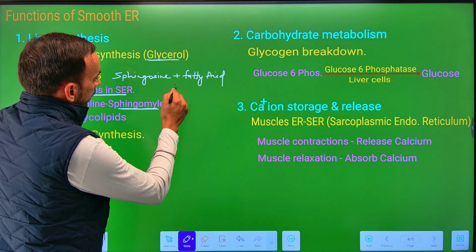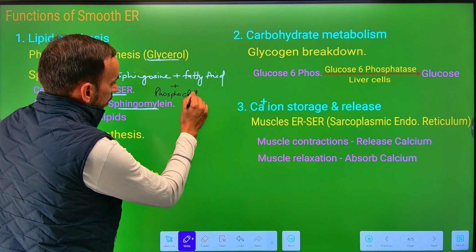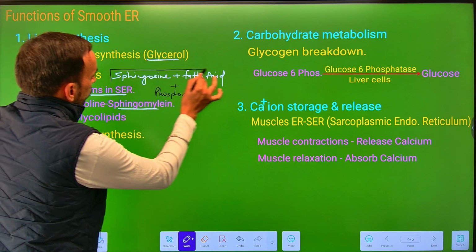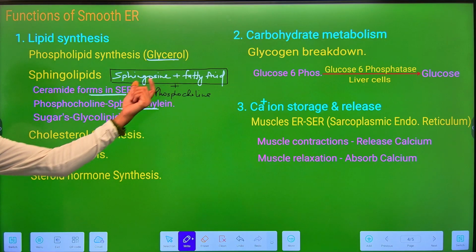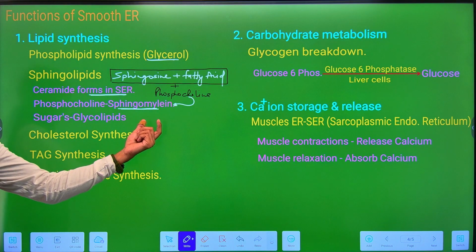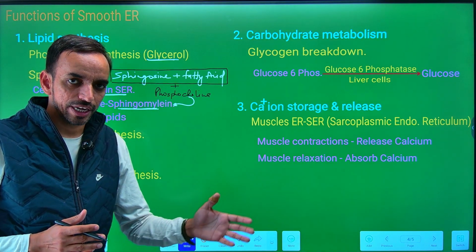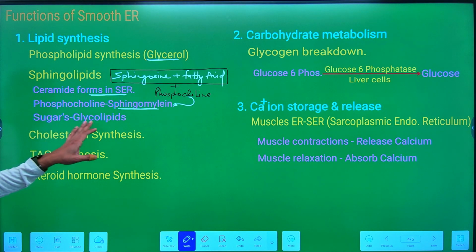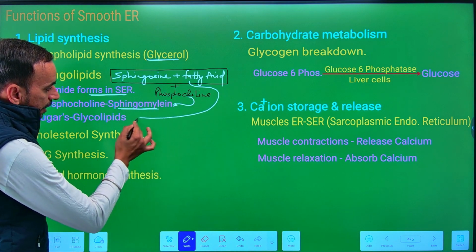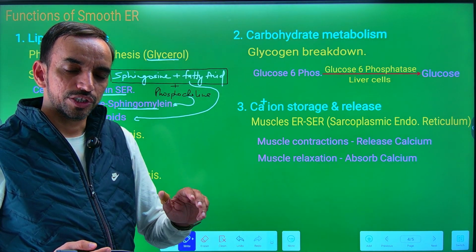When there is an addition of a phosphocholine, है ना, phosphocholine onto this ceramide. This ceramide is made up of sphingosine and the fatty acid. On this ceramide, if there is addition of a phosphocholine, it will lead to the formation of sphingomyelin. This sphingomyelin formation occurs within the Golgi body, जिसके बारे में आगे अपन बात करेंगे. Similarly, if there is an attachment of sugar on this ceramide, it will lead to the formation of glycolipids, and these glycolipids again are synthesized within the Golgi body.